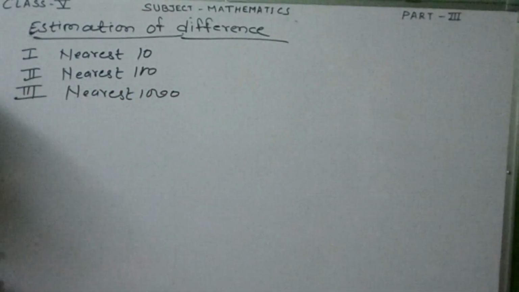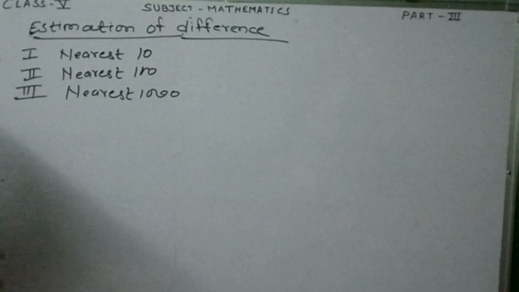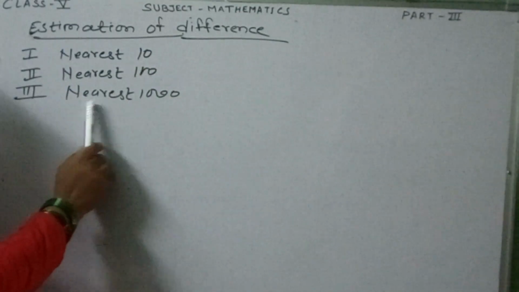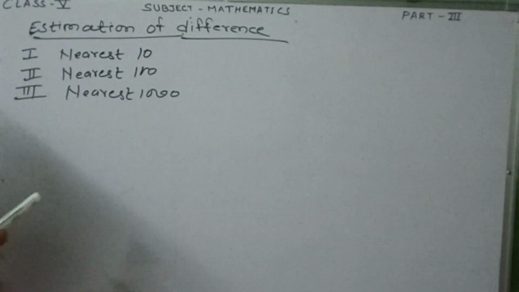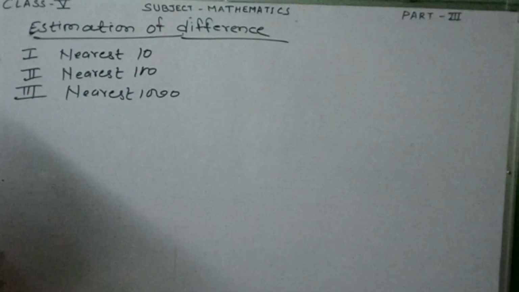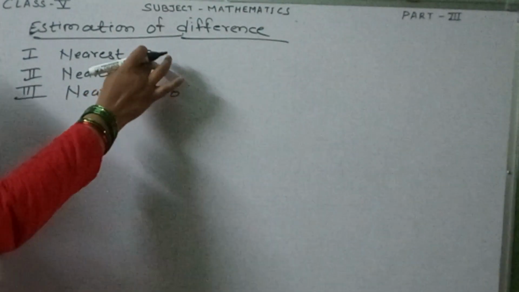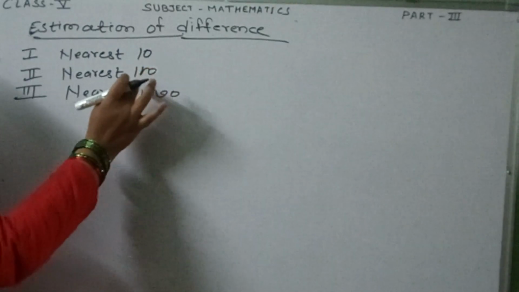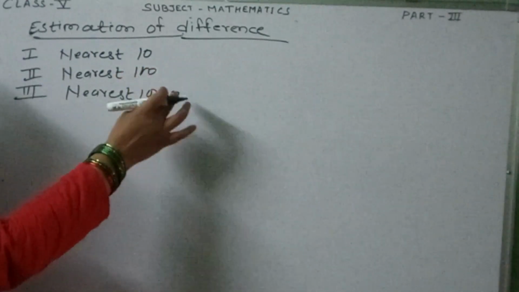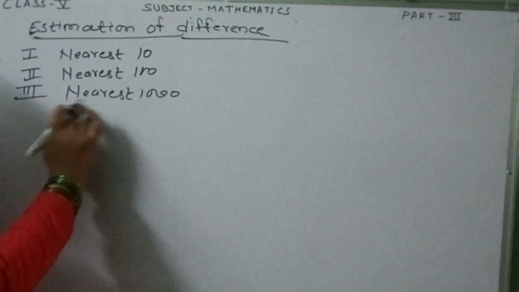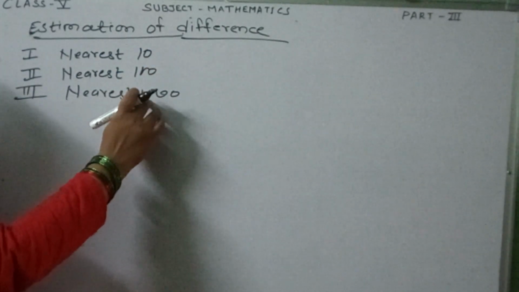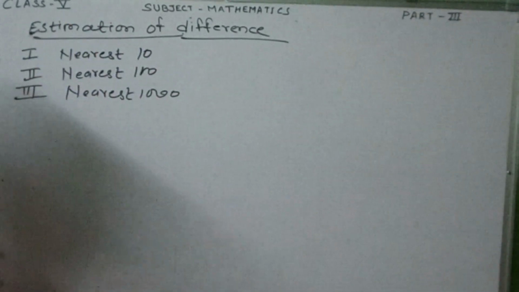Here also we have to find the estimation of difference: nearest ones, nearest 10, nearest 100, nearest 1000. In that case also we follow the same rule. In case of tens we will see the ones digit. In case of 100 we will see the tens digit and compare with 5. In case of 1000 we will see the hundreds place value and compare with 5.